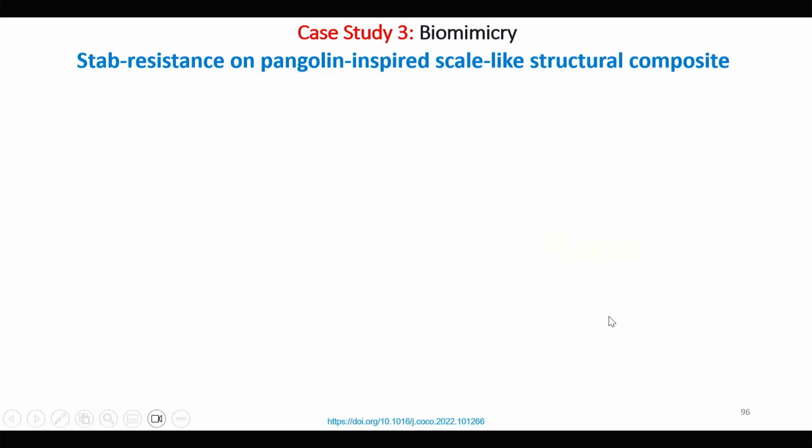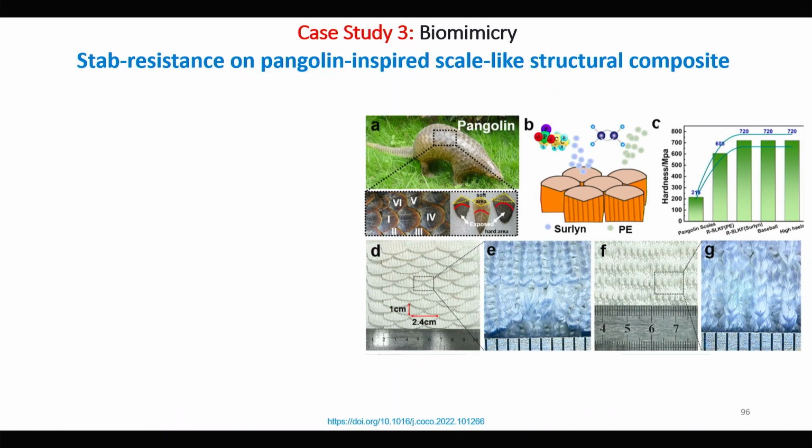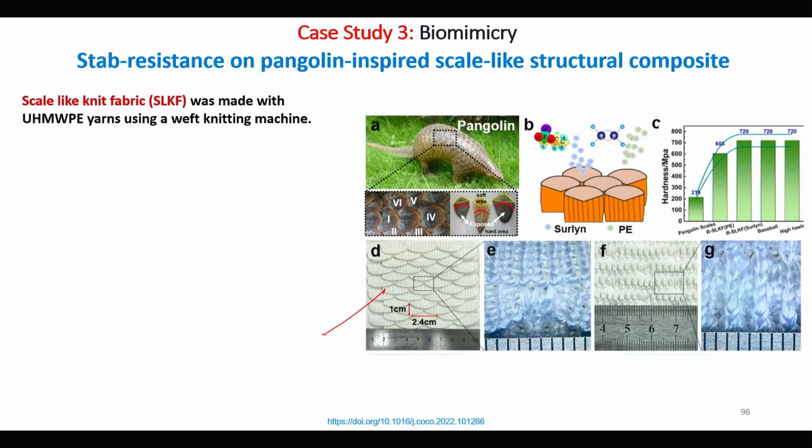Now, stab resistance characteristics we have measured, and we have developed the knitted structure. So, this is the type of knitted structure which has been developed here. Now, scale like knit fabric. SLKF, which stands for the scale like knit fabric, was made using ultra high molecular weight polyethylene yarn in the weft knitting machine.